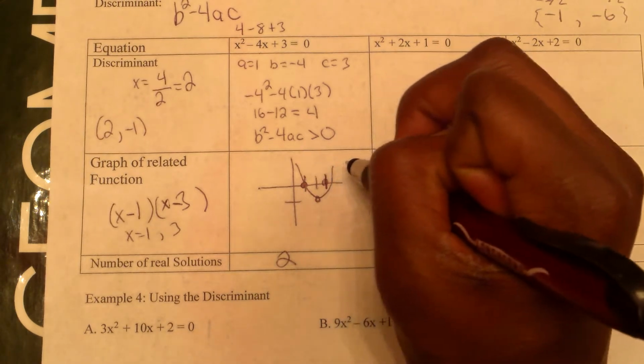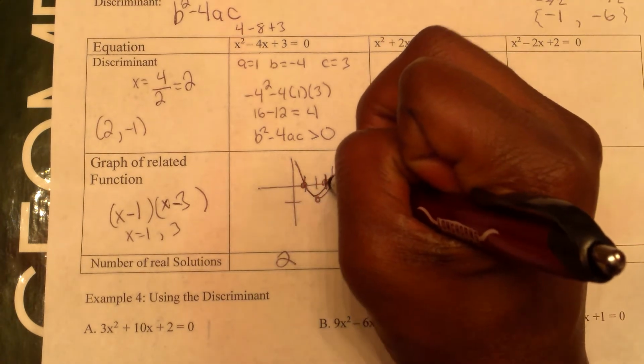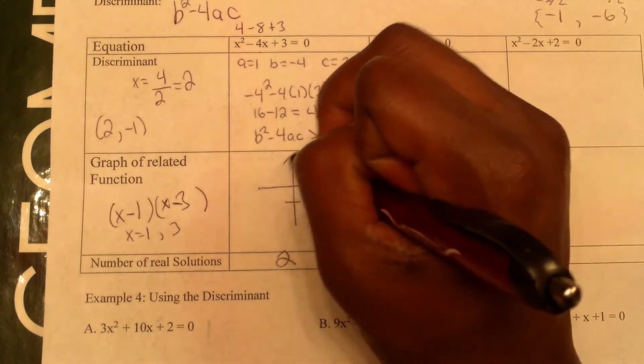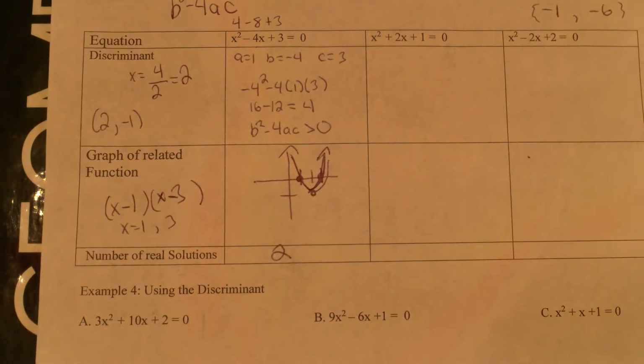So sketch of the graph. Oh, I just messed it up. Sketch of the graph looks something like that. Everybody got it? And so if you see, it's crossing the x-axis twice.